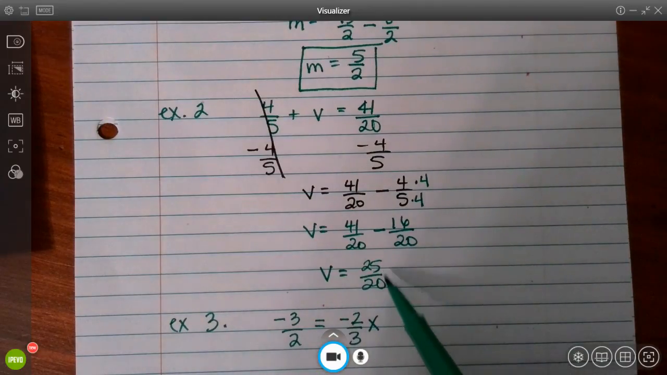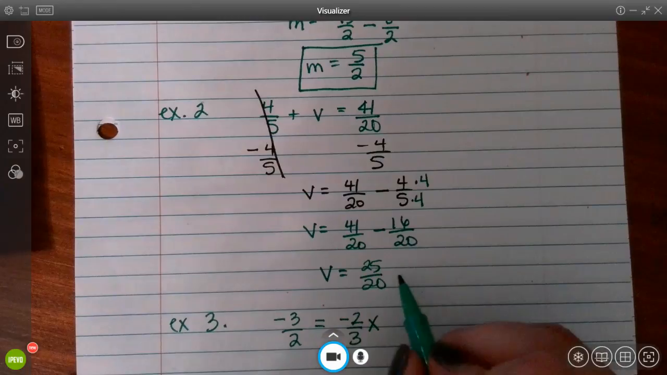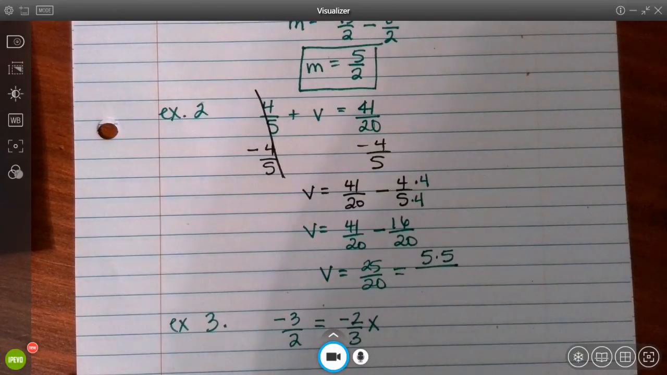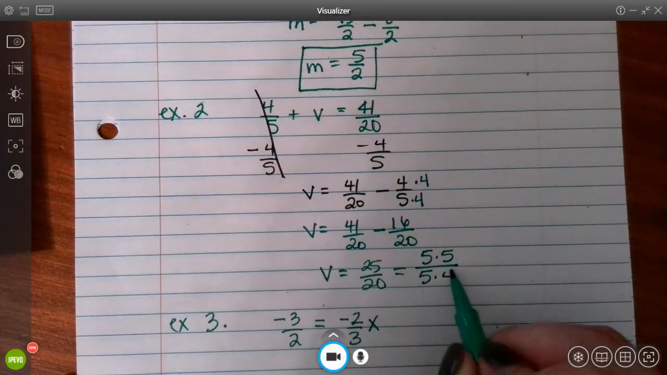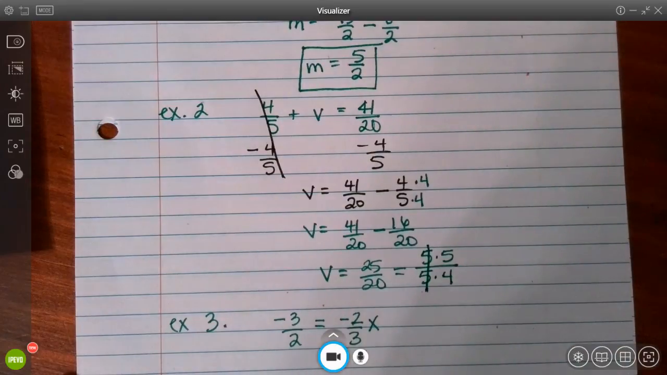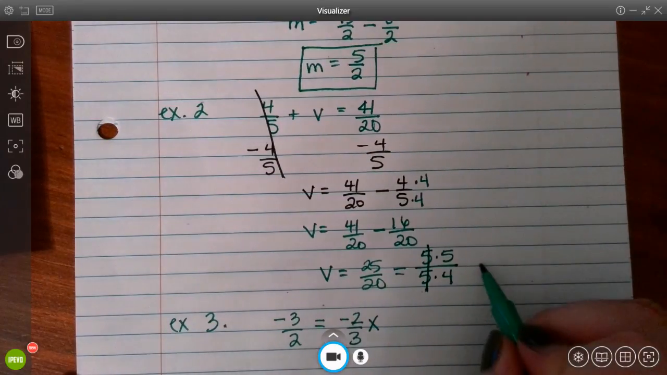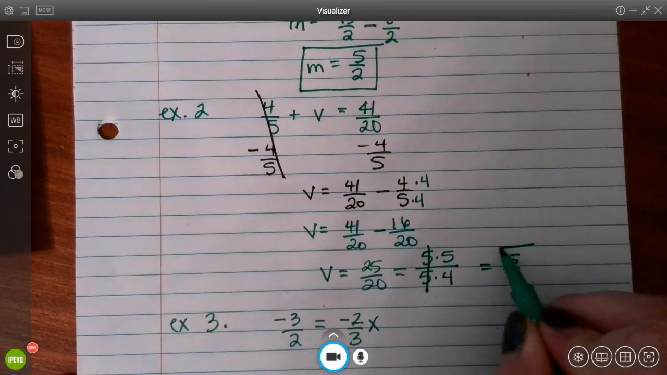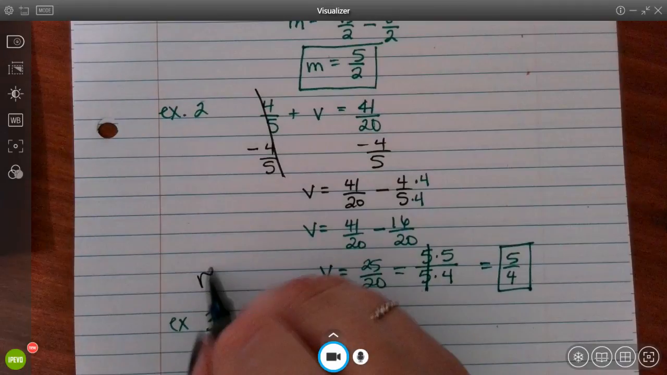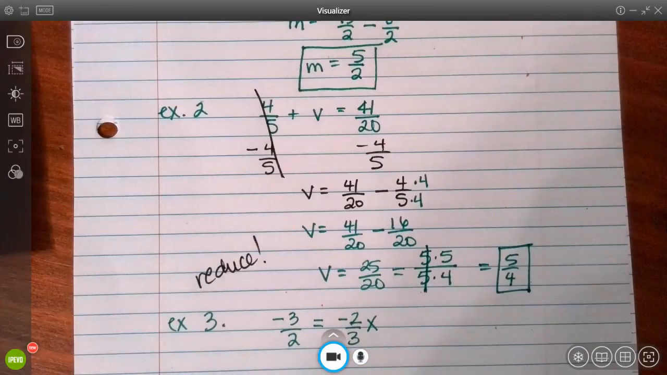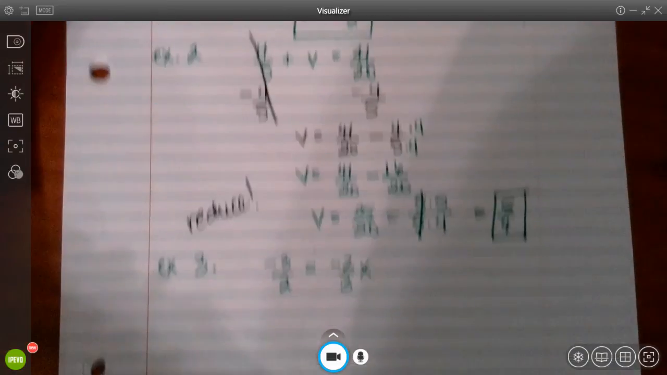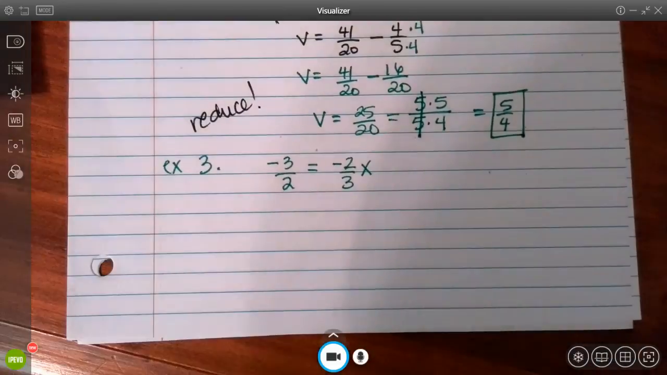We know that 25 and 20 have something in common. In fact, 25 is just 5 times 5, and 20 is 5 times 4. So you'll notice these 5s become 1, and I'm left with 5/4. Don't forget to reduce your fractions if you can. You won't always be able to. Let's talk about when we have fractional coefficients.